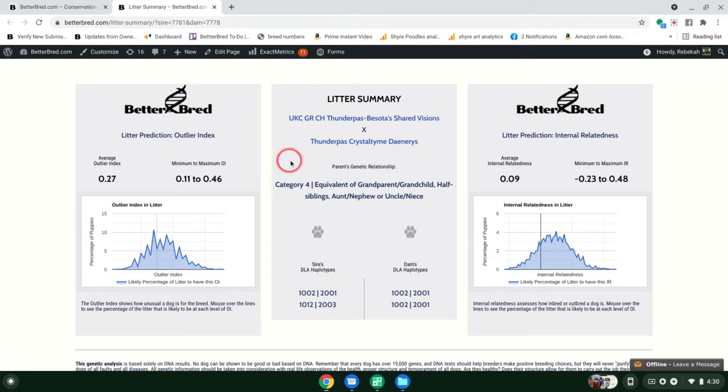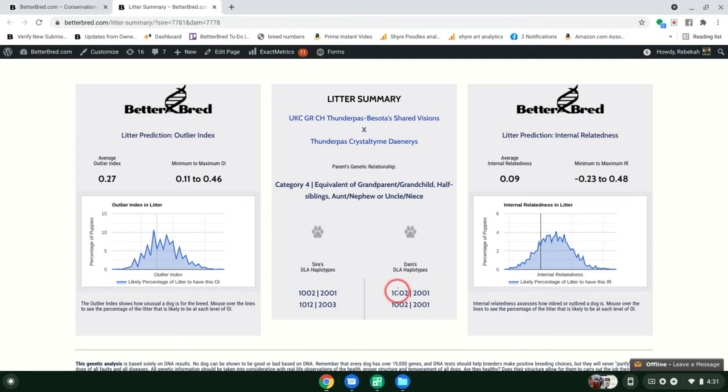So then we'll go here to the middle. Other than the category, here in the middle, it tells us what the DLA haplotypes are of the dogs. Now, ideally, you breed for heterozygous, meaning 2 different pairs. And you can see the dam's haplotypes and the sire's haplotypes here. So knowing just simple Mendelian genetics, I can tell that 50% of the puppies are going to be homozygous for these pairs. These pairs always travel together. 2001 will always travel with 1002. That's what a haplotype is.